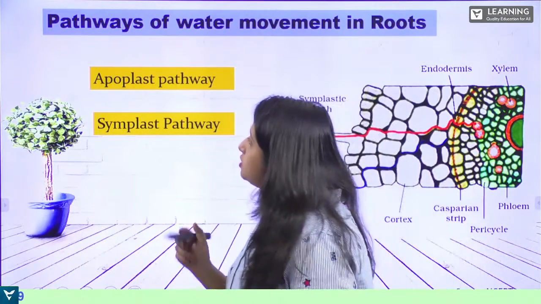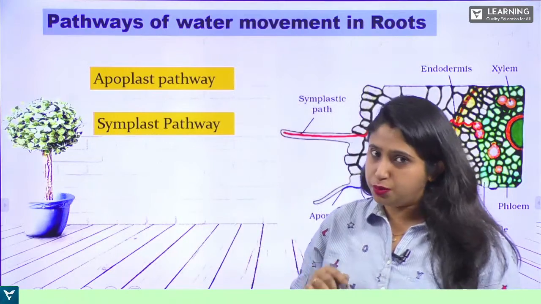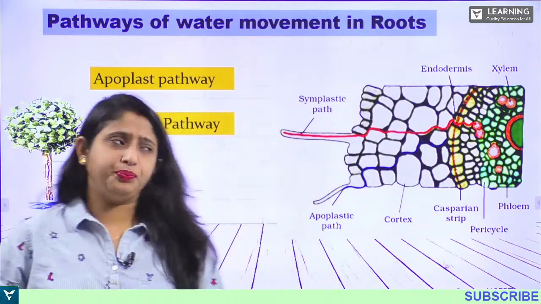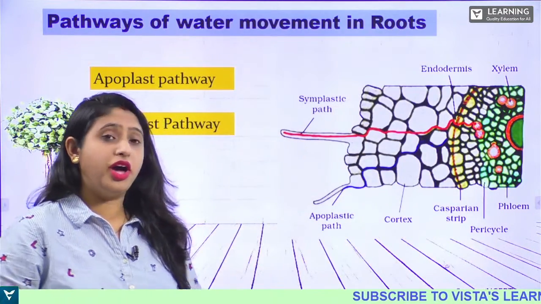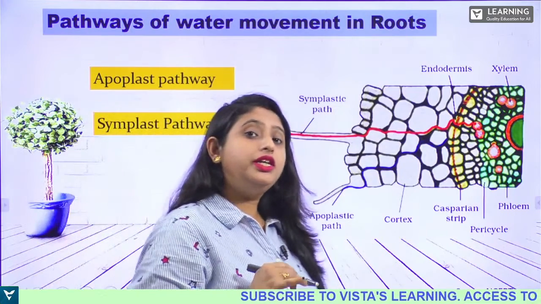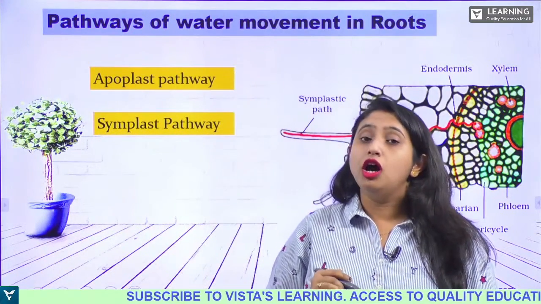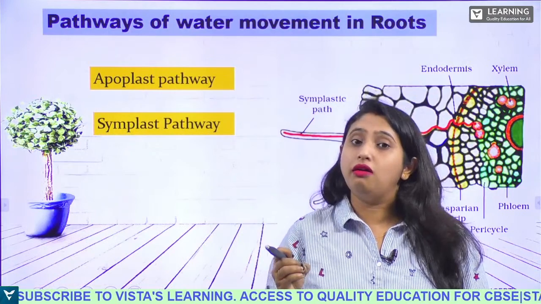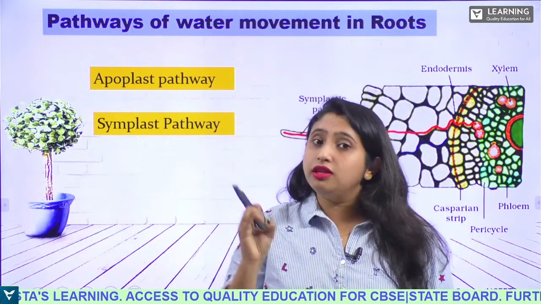Now see, what are this Apoplast pathway and Symplast pathway, and what is this diagram from your NCERT? You remember you have studied about the anatomy of the roots, where you learned about the dicot roots and the monocot roots.